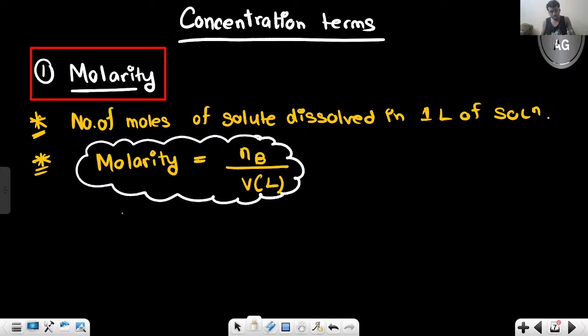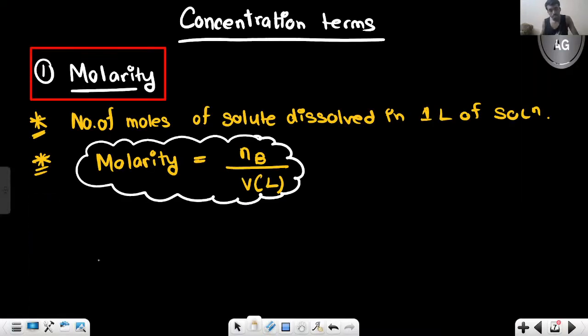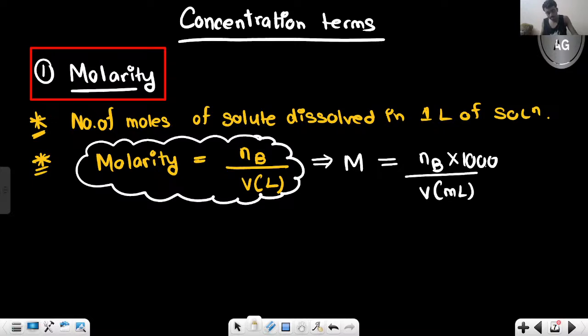Now, mostly you will not get volume in liter. Always volume is in milliliter. If volume is given in milliliter, how are you going to calculate? Very simple. Liter to milliliter is divided by 1000, so multiply by 1000 in the numerator. So molarity in terms of volume in milliliter will be n_B into 1000 divided by volume in mL, a basic expansion of the original formula.